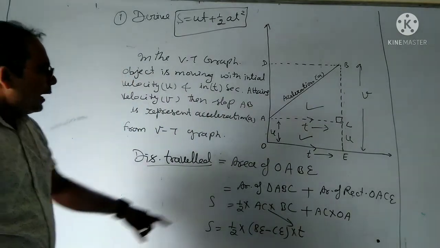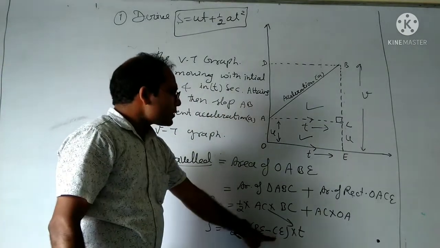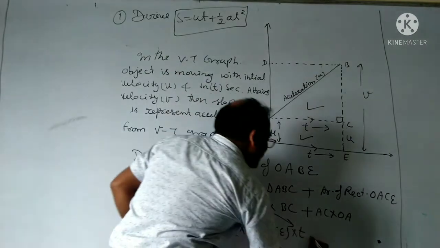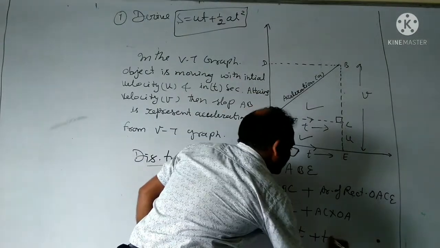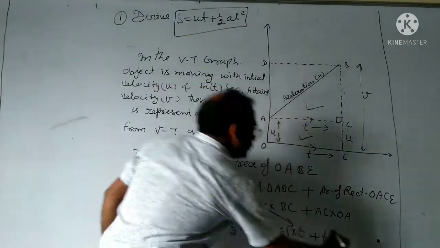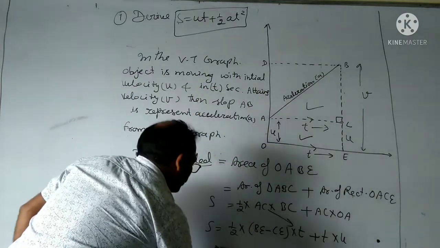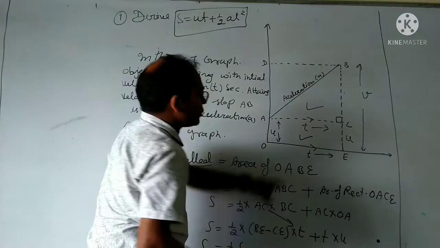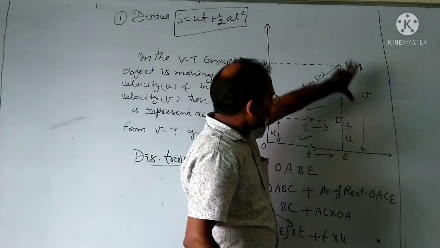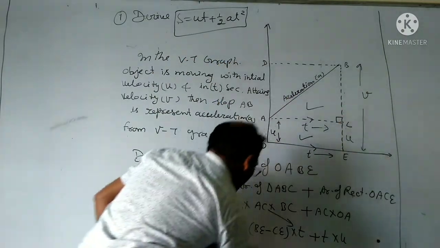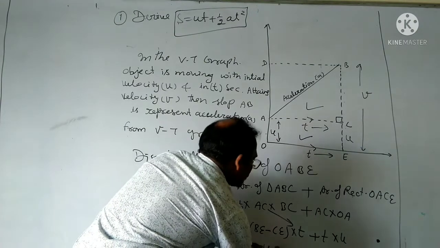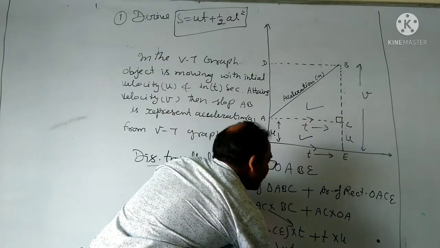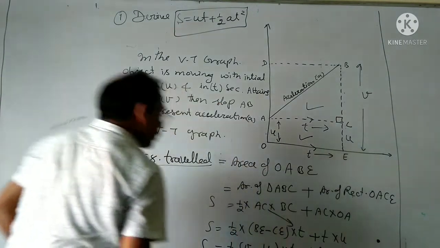AC is time, and BC is BE minus CE, plus AC times E into OA, U. Okay, now we will use the symbols again. 1 upon 2, BE how much? BE is V, minus U, into T, plus UT.